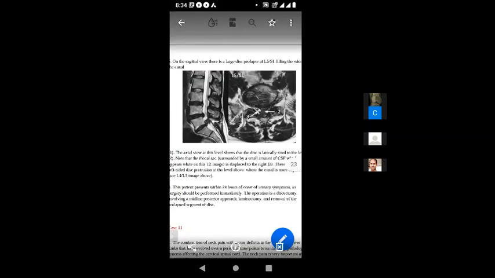You can again have another set of questions showing a disc compressing the spinal cord at various levels. This is the lumbar spine. And again, the symptoms may be cauda equina symptoms or maybe IVDP symptoms. Based on that, the questions can be varied.